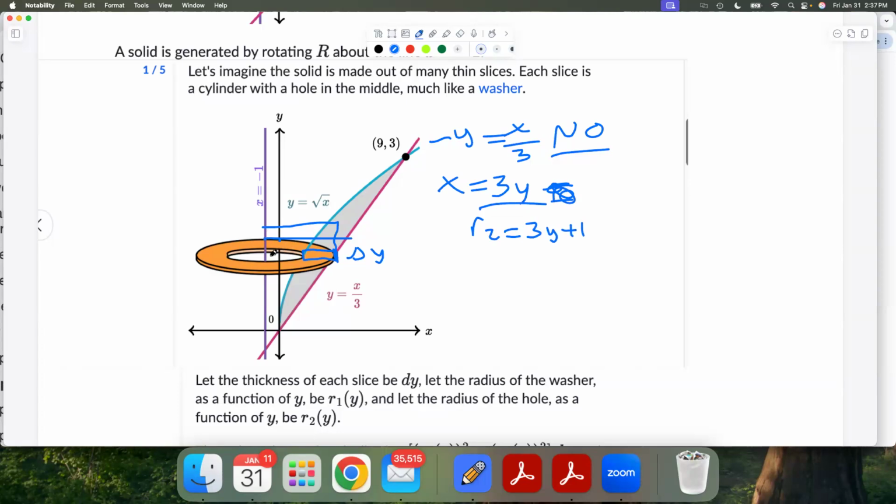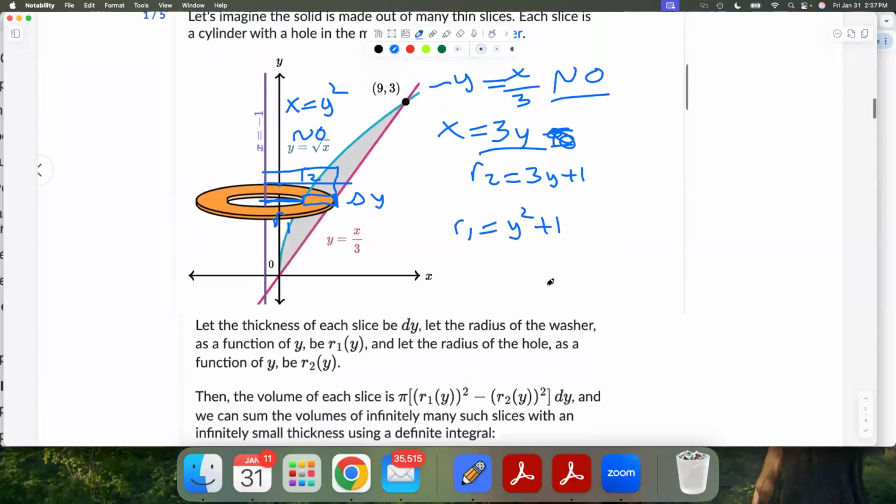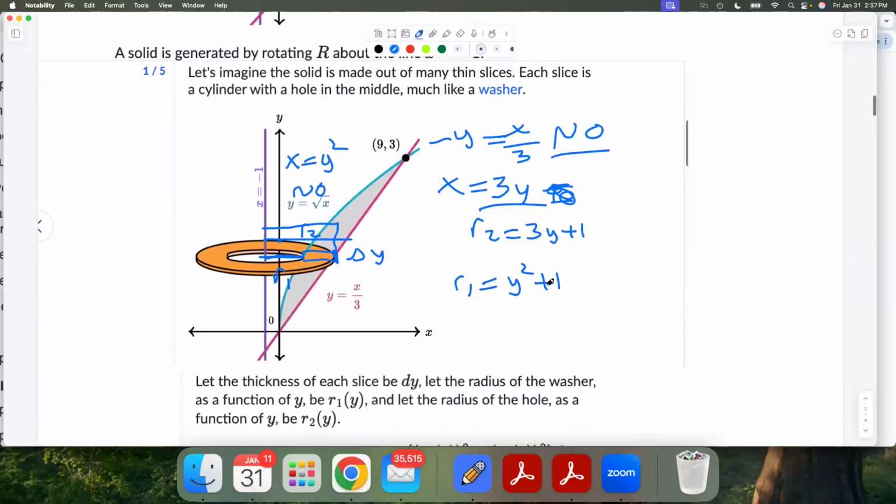Okay, what about the inner radius? Again, I need everybody in terms of y. I need x in terms of y. So that guy there, no, I want x equals y squared. Then this inner radius here, which we would call R1, this was R2. That distance is y squared, that's right there, plus 1. And of course, they wrote it in the other order for this particular example. So I don't want to confuse you with that.